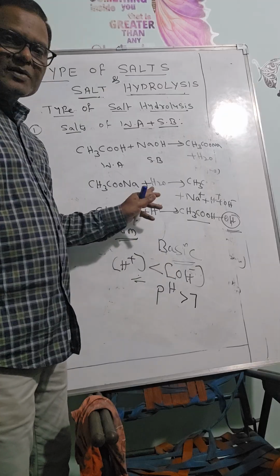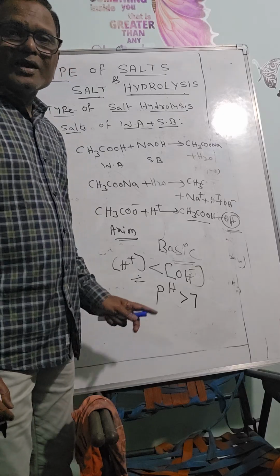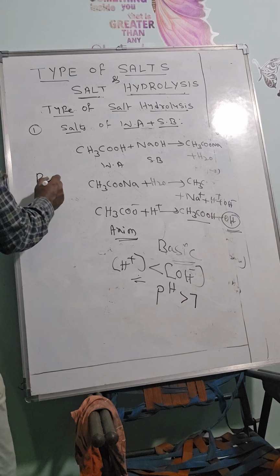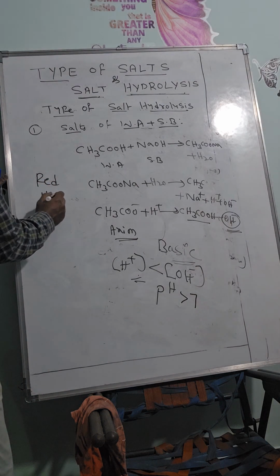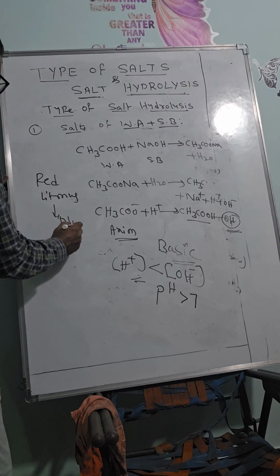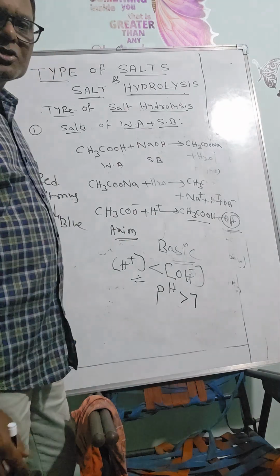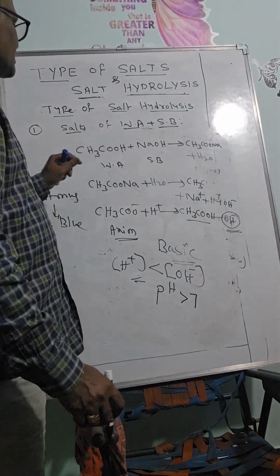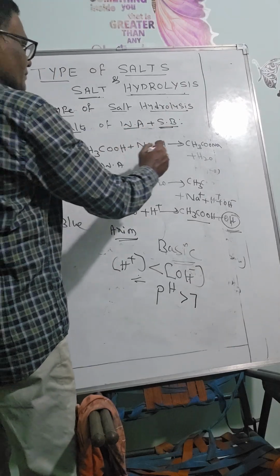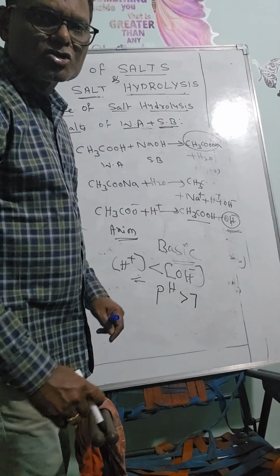When this type of solution is tested with litmus paper also, what happened? Due to basic nature, the red litmus paper is converted to blue color. Red to blue is converted. That's why its nature is also basic nature of solution. This is about the salts of weak acid and a strong base. What is the example, children? Sodium acetate is one of the best examples for salts of weak acid and a strong base.